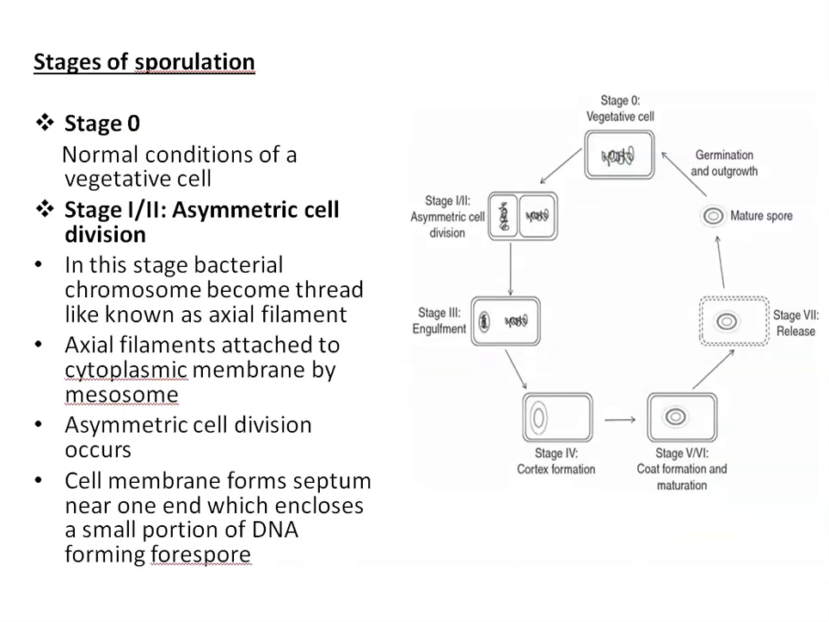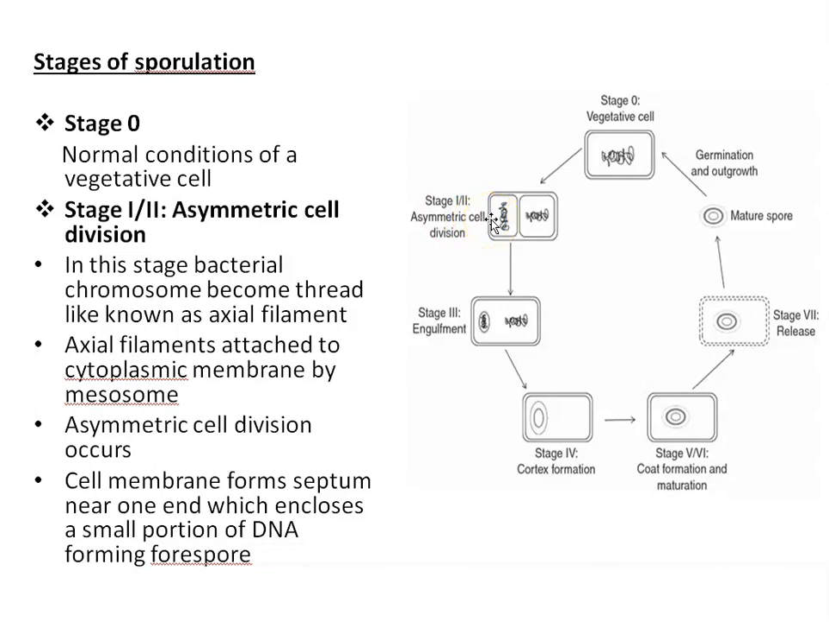Stages of sporulation. Total 7 stages are there. Stage 0. Here you can see, stage 0 means vegetative cell. Every condition in the cell is normal, right? Stage 1 and 2. Stage 1 and 2 mean asymmetric cell division.